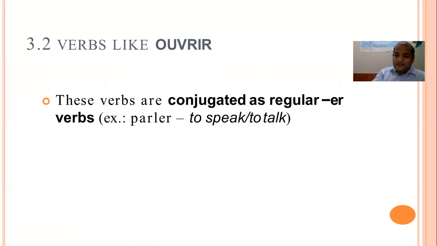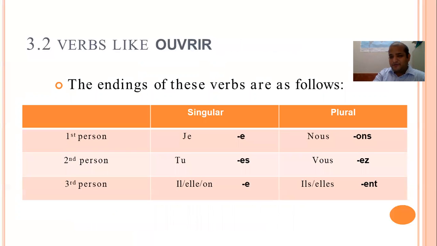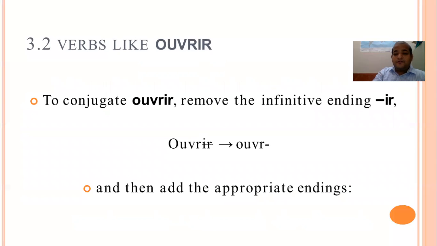So as I told you that it follows the pattern of ER ending verbs. So remember the verb parler and this rule of ER ending verbs, E, ES, E, ONS, EZ, and ENT. So I hope you remember this ER ending verbs rule. But we will be using these ER ending verbs rule for the verb ouvrir and other verbs like in the group of the verb ouvrir. So we will remove IR of this verb, and the remaining thing we will have is ouvre, OUVR.